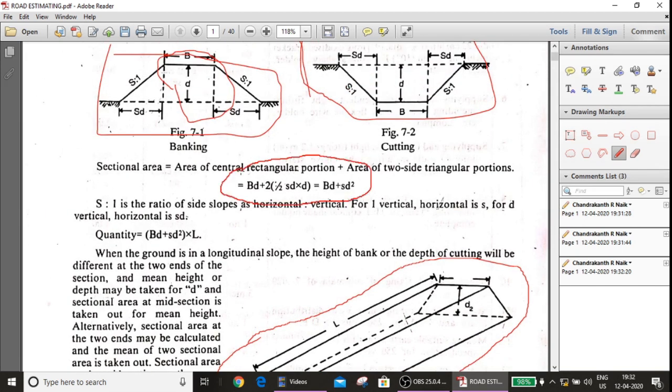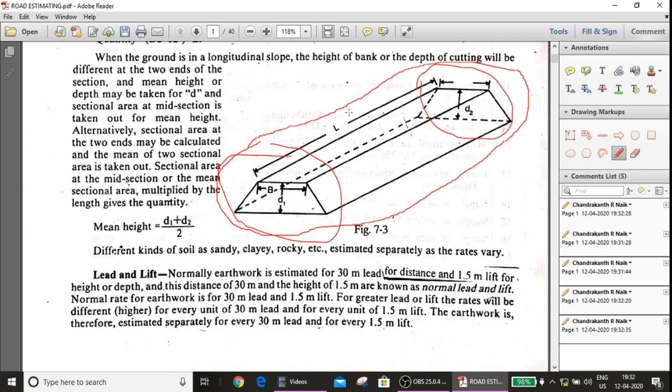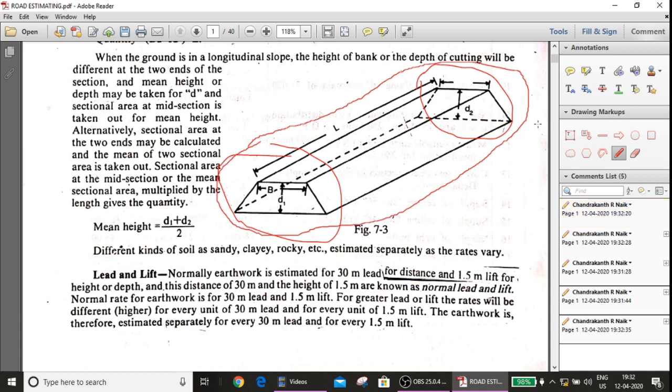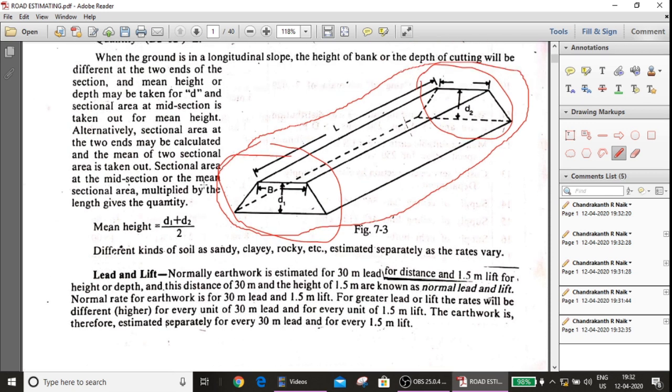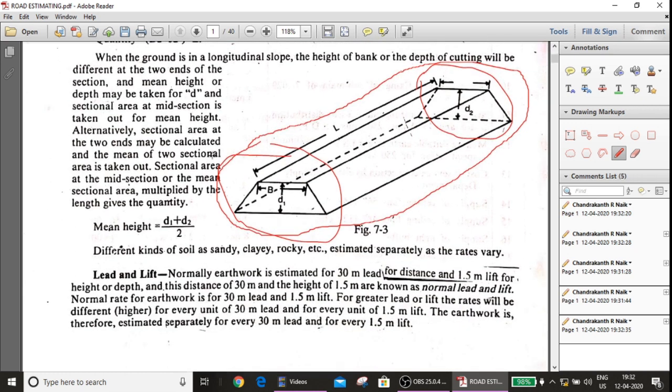If there is a difference, so that on one side it is D1 and on the other side it is D2, then what do we have to do? Here the author says we have to take the mean height, that is (D1 plus D2) by 2, which gives the mean height Dm, and we substitute that Dm in the sectional area formula to calculate the quantity.